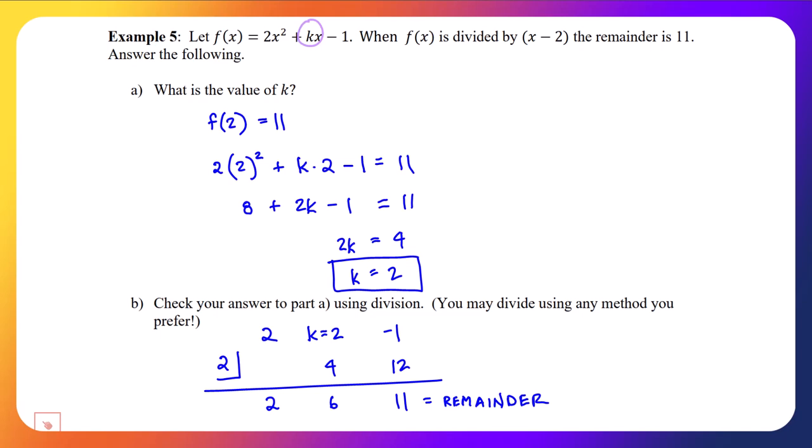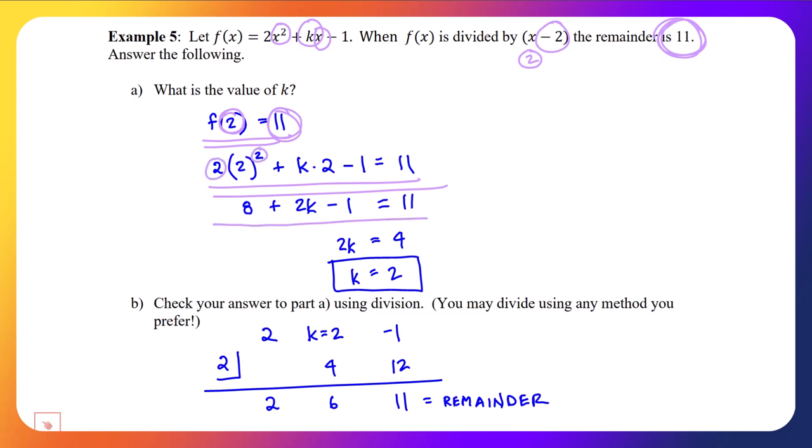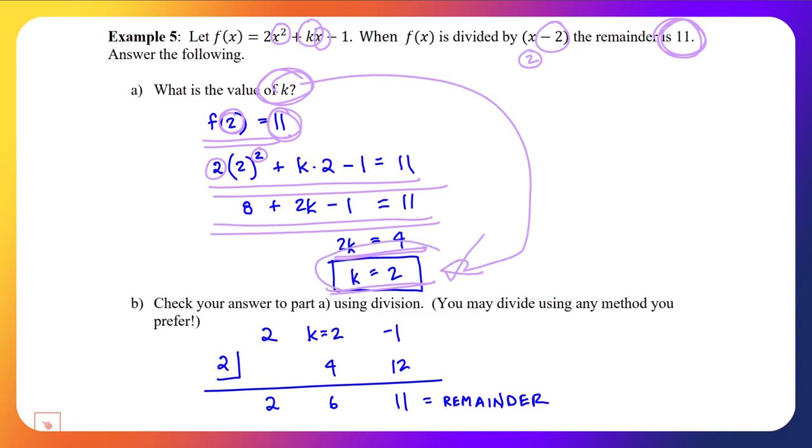Here's that k problem again. So we're going to plug in 2 because it's x minus the factor, or 2 minus 2 gives us 0. The remainder is going to be 11, so the plug-in answer is going to be 11. I plug in the 2 here and here. Don't forget order of operations, you square before you multiply. Get the k by itself, using algebra 1, and the k is 2. What is k? K is 2. That was the goal.